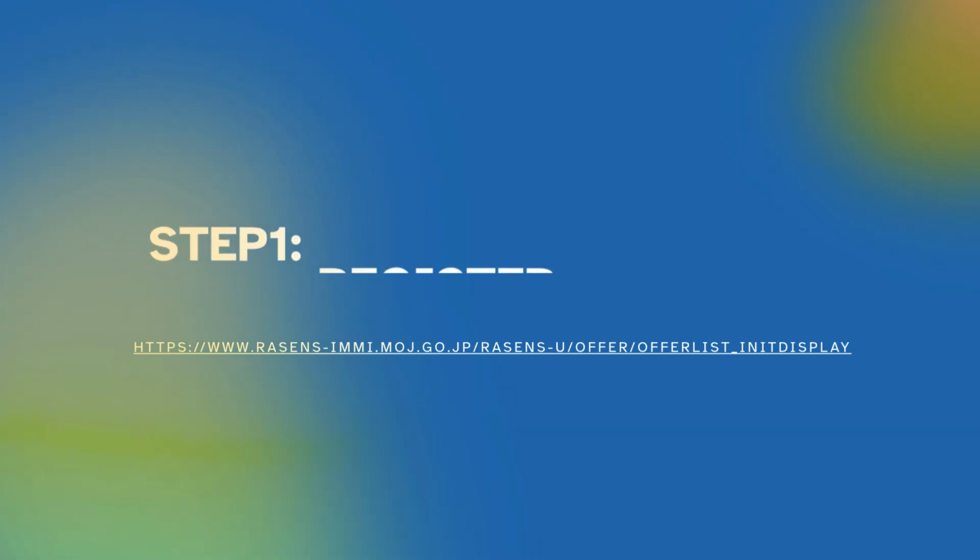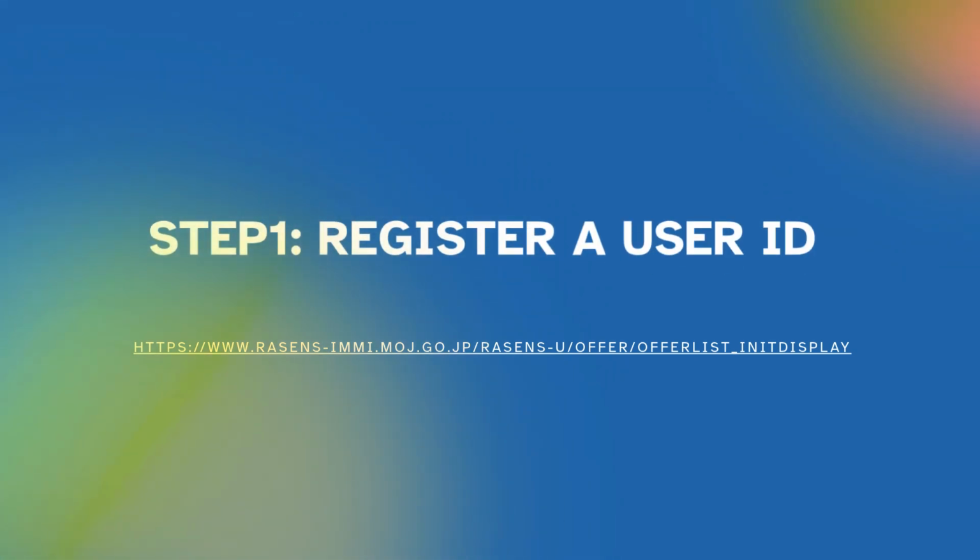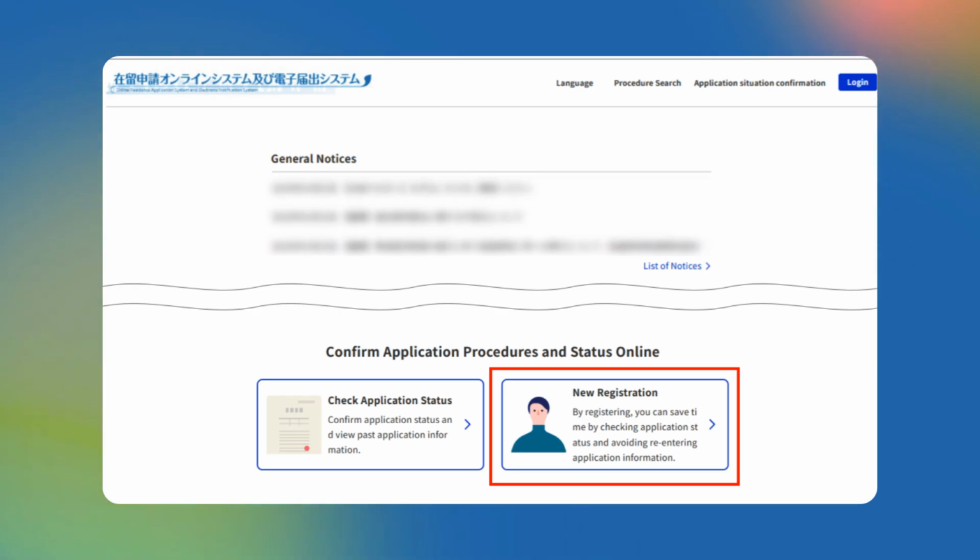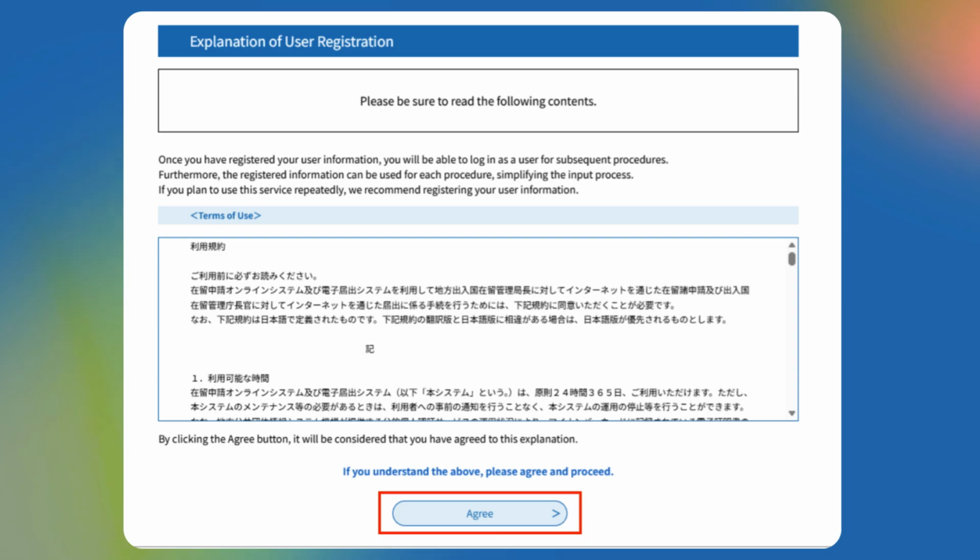Number 1, register a user ID. You can find a link in the description below. You see this button of the new registration and you click on it. It will show you this next page to agree on their terms and conditions. Now put your email address to register.